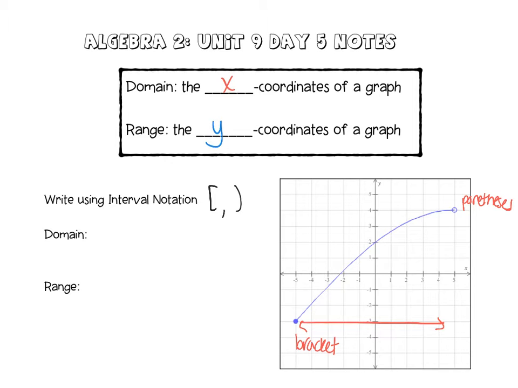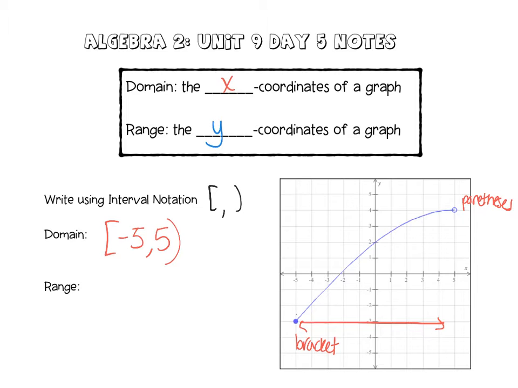When I'm talking about the domain, I'm giving the x value. So I'm going to put a bracket for the domain, and the x value it's at is -5. Comma, and the x value at the parentheses is +5, and I'm going to close it with the parentheses, and that's the domain of the function.